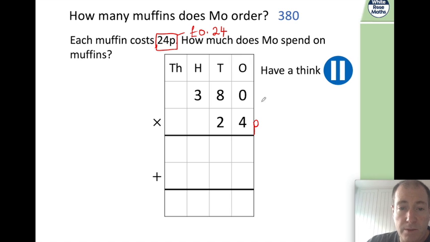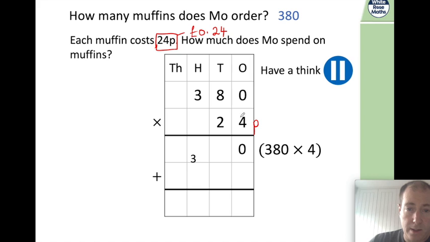So let's use a more formal method. 0 times 4 is 0, which is there. 4 times 8 is 32. 4 times 3 is 12. Add 3 will give us 15.